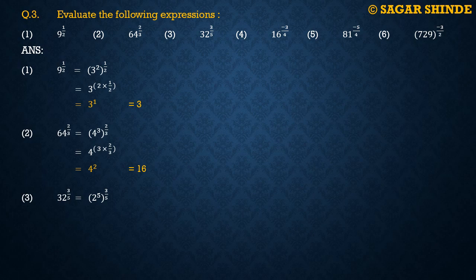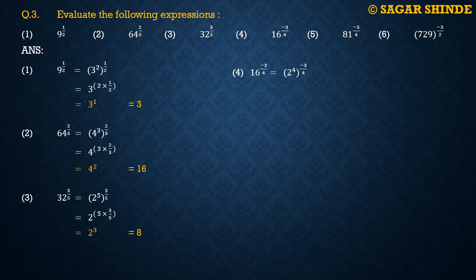Again there is power of power, so there will be multiplication of the powers. Again 5 is going to get cancelled there, so we'll get 2 cube, and 2 cube is nothing but 8, 2 into 2 into 2. So this is very simple to do. In all the questions you might have observed that we are using the same technique to solve it. Now let us solve the fourth question. In the fourth question we have given 16 raised to minus 3 by 4.